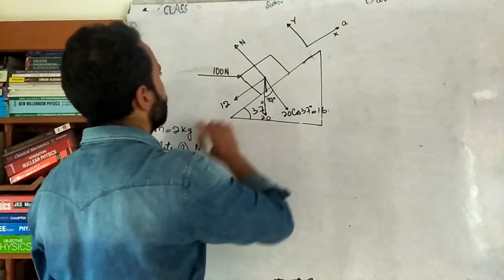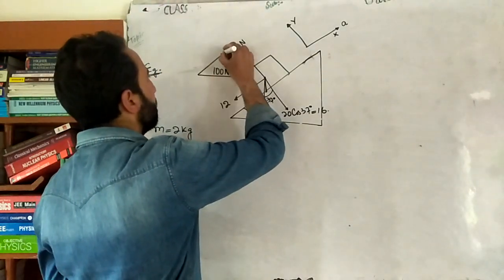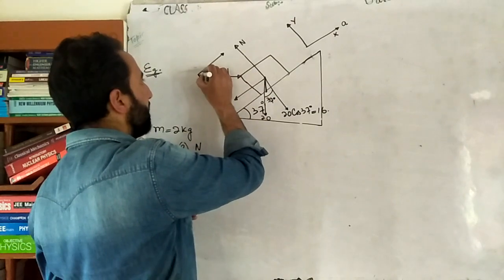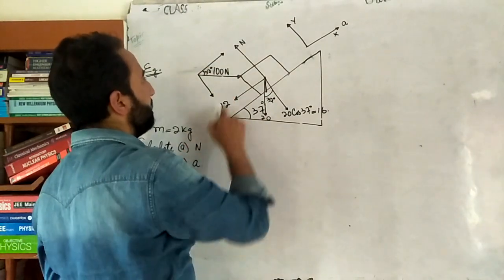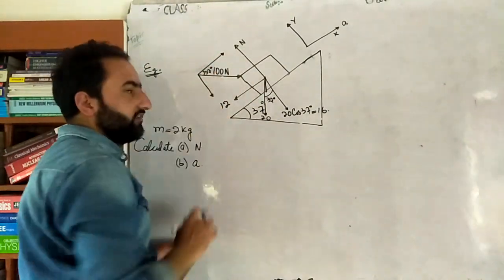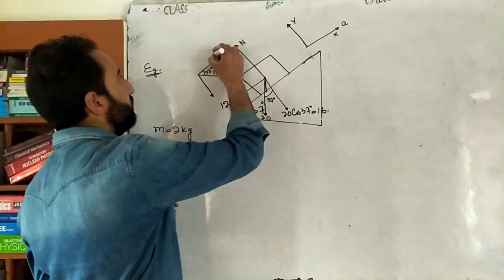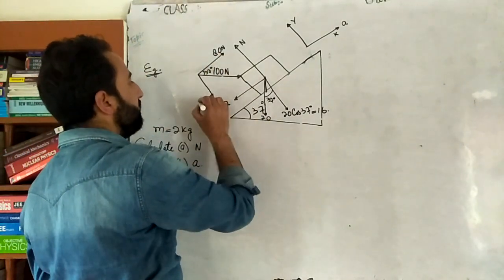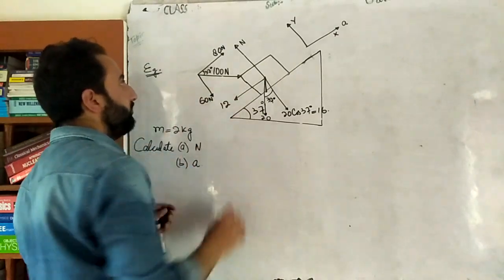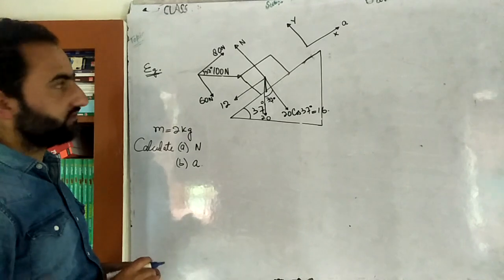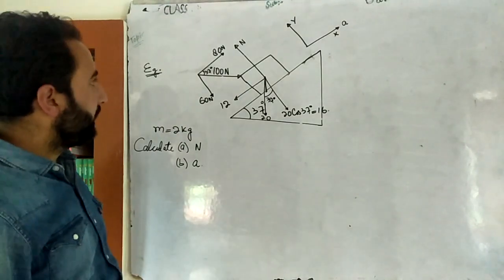Then next we will resolve this 100 newton into two rectangular components, one along this, another along this. This is 37, so this angle will also be how much, beta? 37 degrees. So this will be 100 cos 37. Cos 37 is 4 divided by 5, so that is 80 newton, and this will be here 60 newton. It will be 100 into sin 37, sin 37 is 3 divided by 5, so 100 into 3 divided by 5 is 60 newton. Right? Okay, so we have resolved.